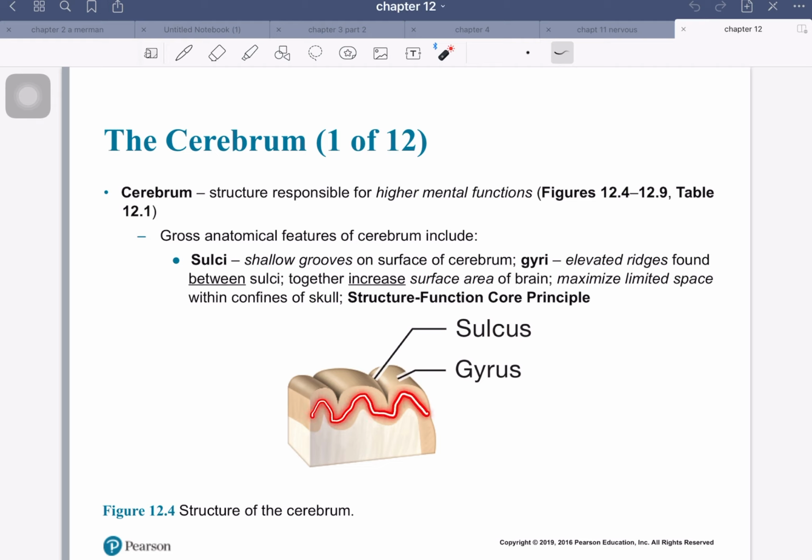Now, think about it. Whenever we see folding within structures, one of the reasons it occurs is about increasing surface area. We have a very limited volume in our cranial cavity, and this allows us to maximize it by having a folded structure to the outer surface of the brain. And remember, that outer surface, when we're looking at the brain, is gray matter. Gray matter is on the outside and white matter is on the inside.